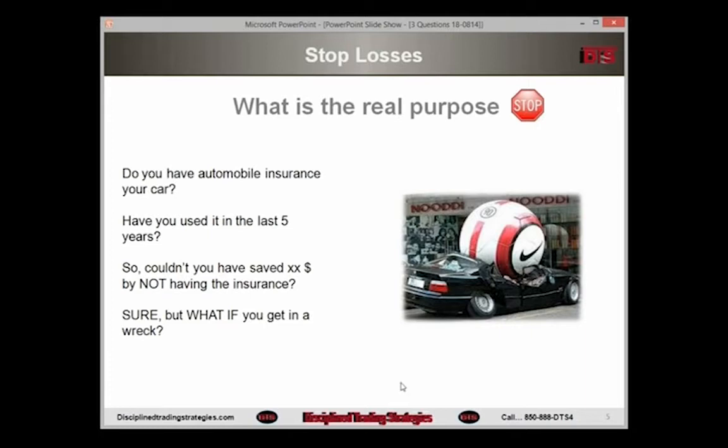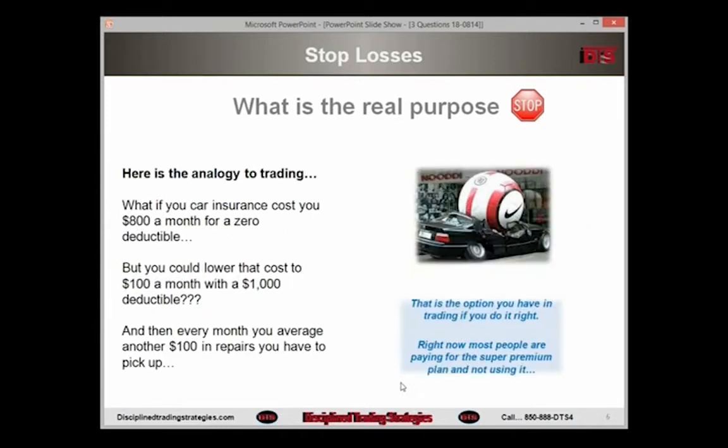And worse than that, if it was just the car being fixed, I don't think I'd even keep insurance in Florida because it's kind of expensive. But I may hurt somebody else and I may have hundreds of thousands of dollars of bills. So I can't go without insurance. Well, here's the analogy I want you to think of as it applies to trading.